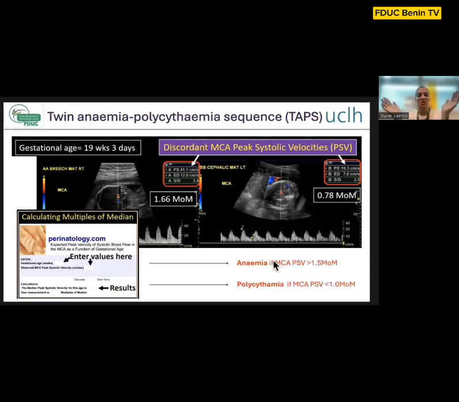If you have this degree of discordancy, so if you have an MCA PSV of 1.5 or more in one twin and an MCA PSV of less than 1 in the other, this by definition identifies your monochorionic pregnancies that have developed TAPS. If the MCA PSV is greater than 1.5, you've got an anemic twin. If the MCA PSV is less than 1, then it's sticky, cloggy blood, and your velocity is much slower. This is a polycythemic twin.